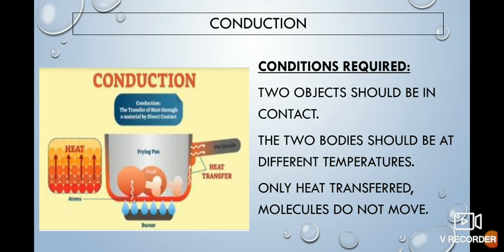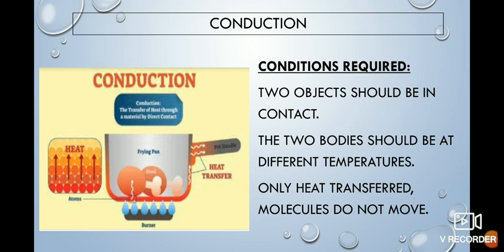Coming back to our picture. Okay. So what do you see here? So from the burner to the vessel, what is happening? Heat is being transferred. How is it being transferred? Are they in contact? Yes. The burner and the vessel are in contact. Which is at a higher temperature? The burner is at higher temperature, whereas the vessel is at lower temperature. So heat is being transferred from the burner to the vessel and not vice versa.